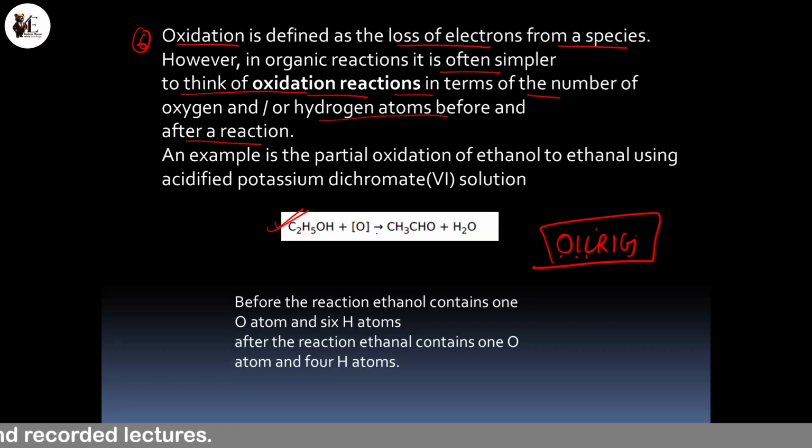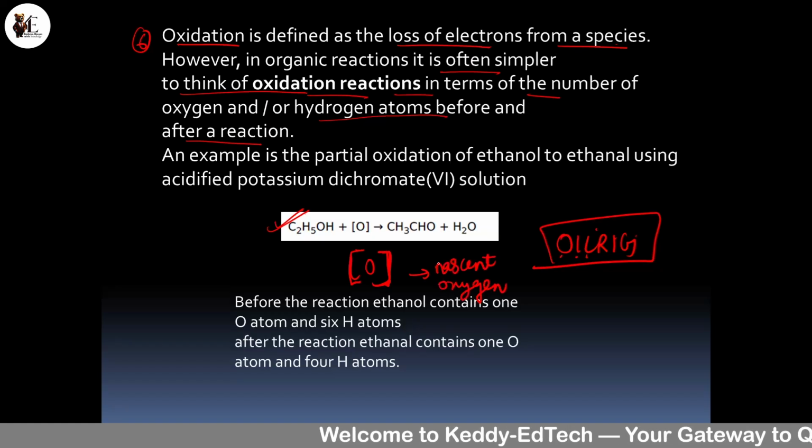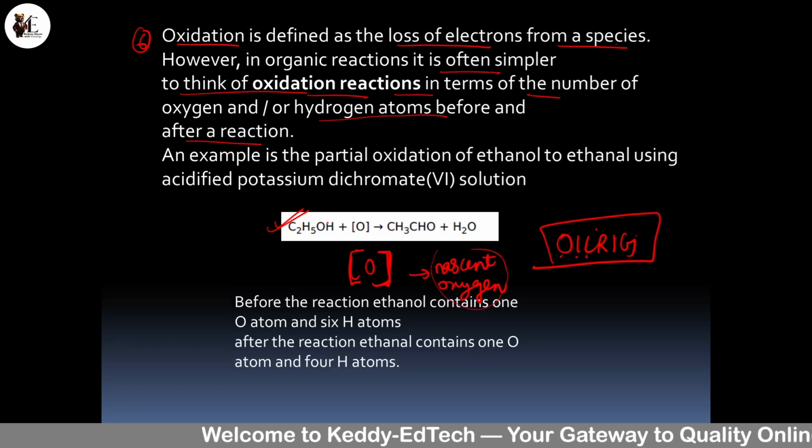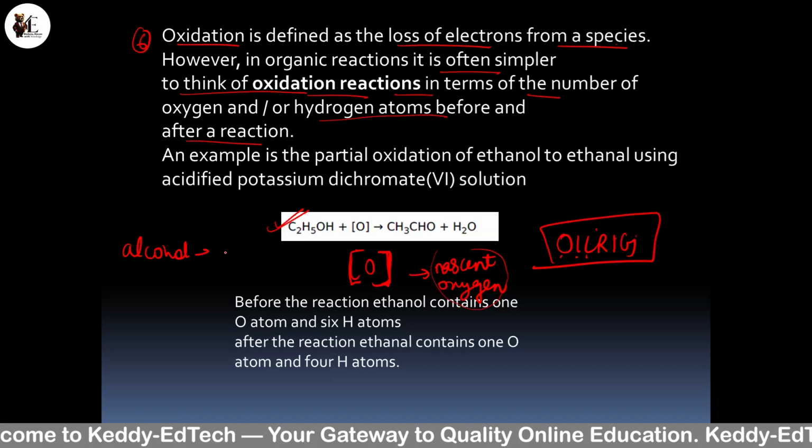This is your ethanol. This O, which is written in the square brackets, is called nascent oxygen. So what happens, it works to oxidize the molecule. So when alcohol is oxidized, it gives us aldehyde.